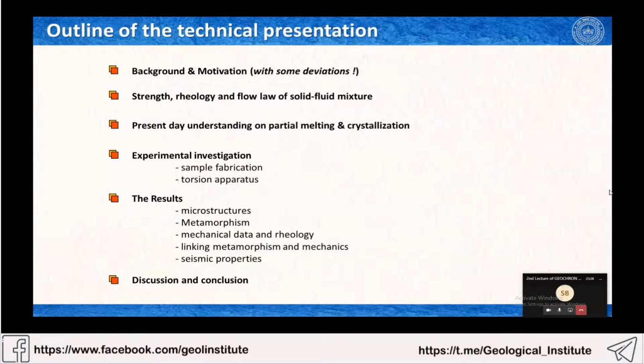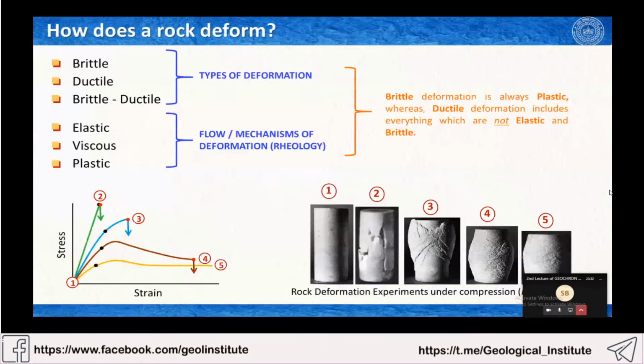Because I'm a structural geologist, a student of structural geology, the first question one should ask is: how does a rock deform? There are two different categories we can use to explain rock deformation. One is in terms of the types of deformation, and another is the rheology of the deformation. In the types, we generally have two end members, brittle and ductile, and in between we have brittle-ductile. From the rheological point of view, we have three end members: elastic, viscous, and plastic. You already know this, or you'll be knowing this in the course of time.